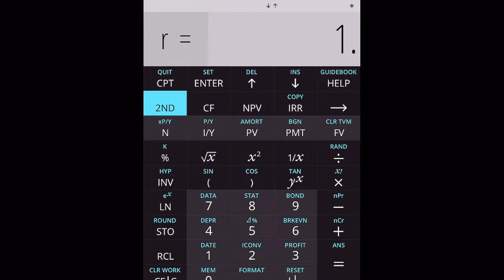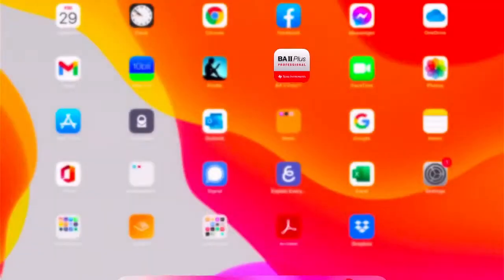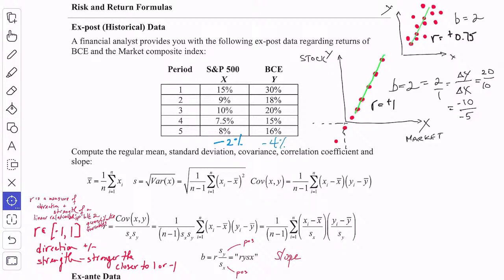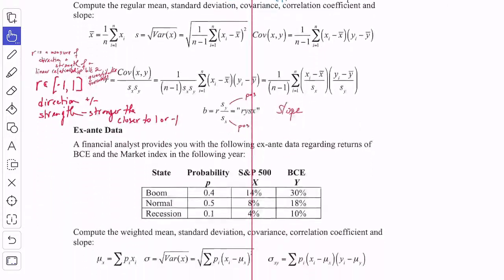No questions? Okay. So then that is for data that are ex post or historical. So looking back, these are the data. These are the formulas for computing the statistics for a historical data sample, or sample of historical data. But what if your data appear like this?